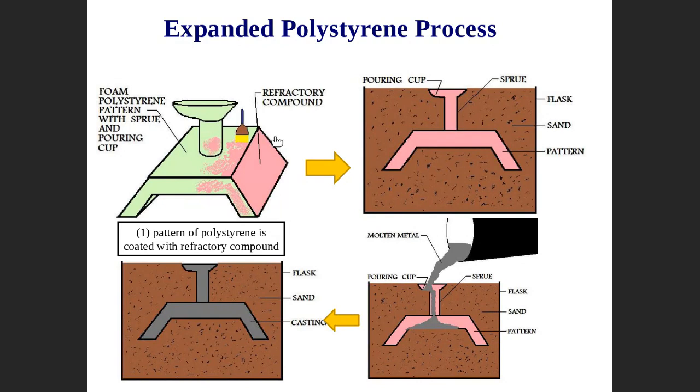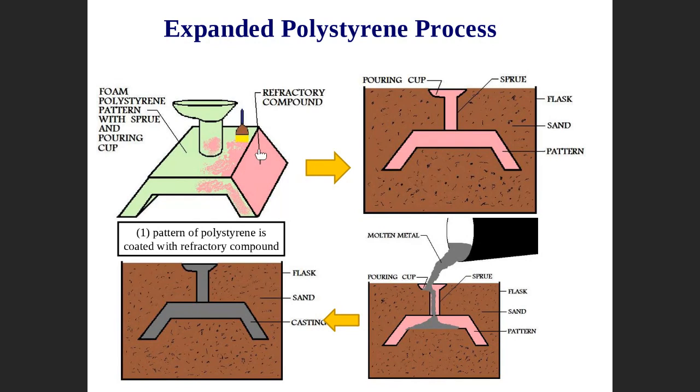The second step is coating the foam with refractory material. Refractory material is a material that can withstand high temperature, like aluminum oxide. We bring aluminum oxide as a powder and mix it with a liquid like water, and it becomes a paste.